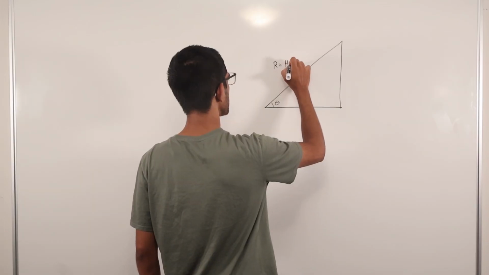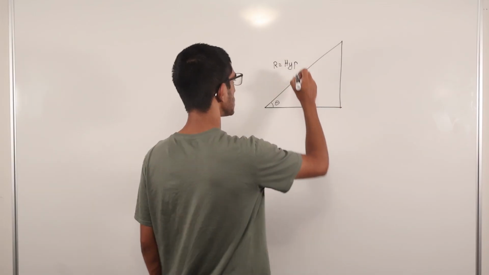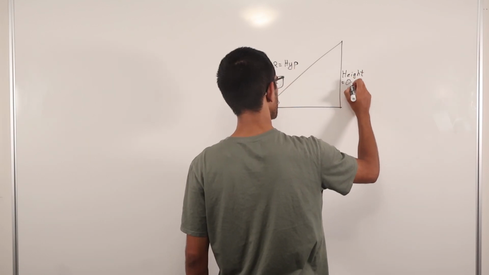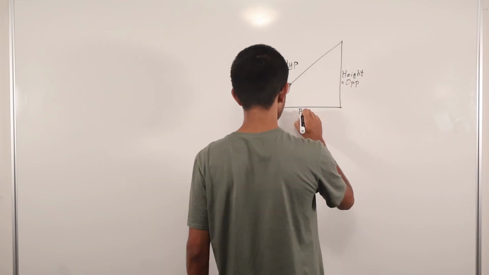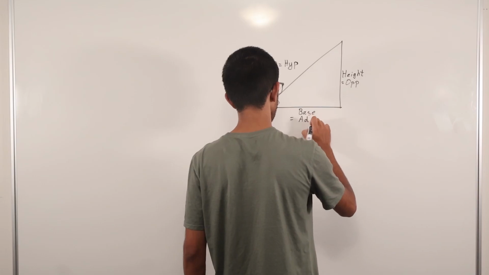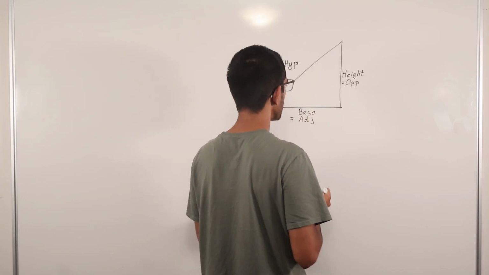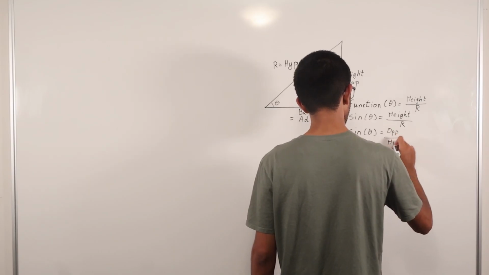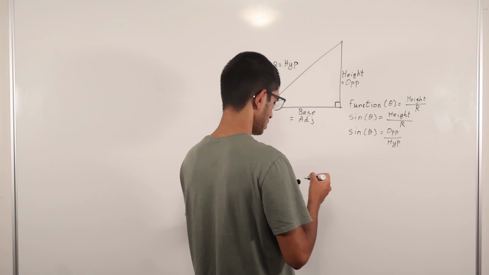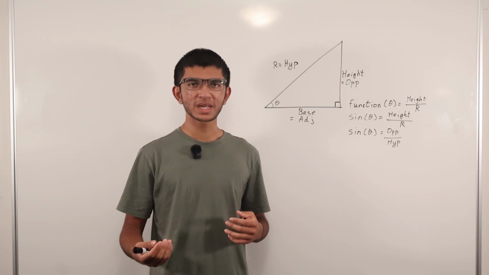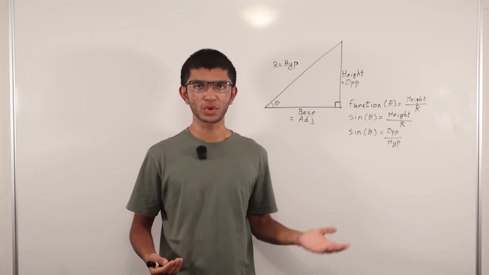Let's take a closer look at the triangle. The radius is the longest side in a right triangle, so it's the hypotenuse. The height is the side opposite to the angle we're looking at, so it's the opposite side. The base of the triangle is the side that's adjacent to the angle, so we call it the adjacent side. So this ratio becomes sine of theta equals opposite over hypotenuse. And just like that, trigonometry becomes about triangles. We can define two more ratios in the same way.